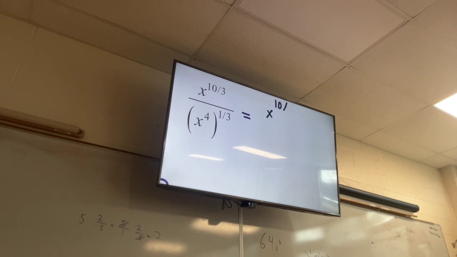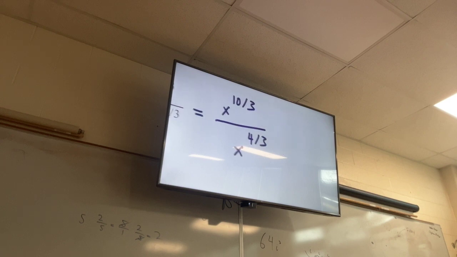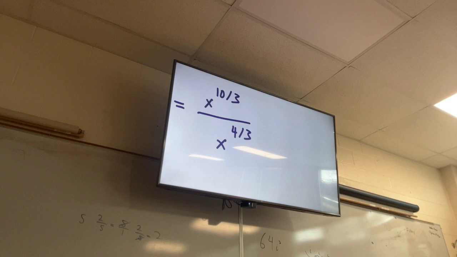So I would do, let's make it so that there's just one exponent in the bottom. So how do I do that? Yeah. 4/3. Okay. And then I do what when I'm dividing my x's? Subtracts. What's 10/3 minus 4/3? 6/3. There you go. There you have it, kids.